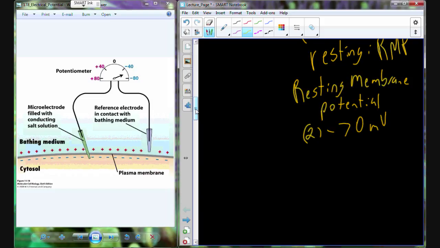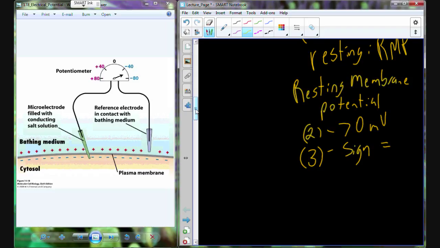Minus 70 millivolts is going to be a very small voltage, but in terms of the cell, it's a very big voltage that can generate a really nice current to generate a very nice signal. What about the minus sign? The 70 millivolts is simply a reference to the potential, but what about the minus sign? Why is it minus 70 millivolts?